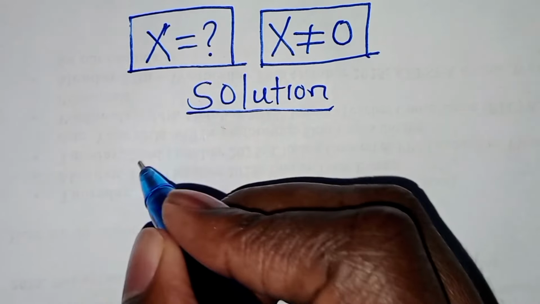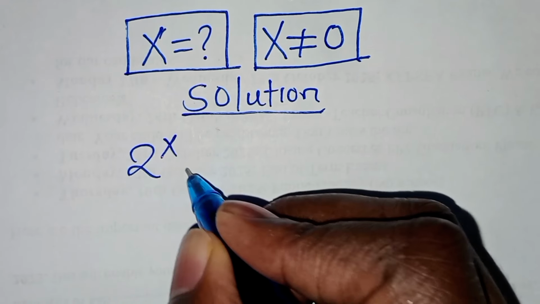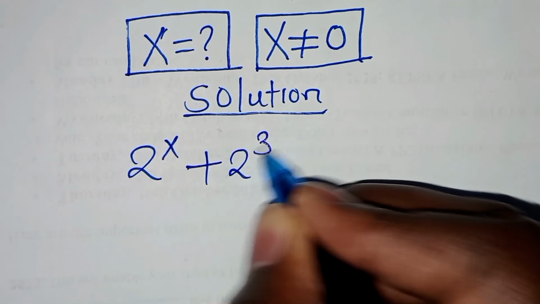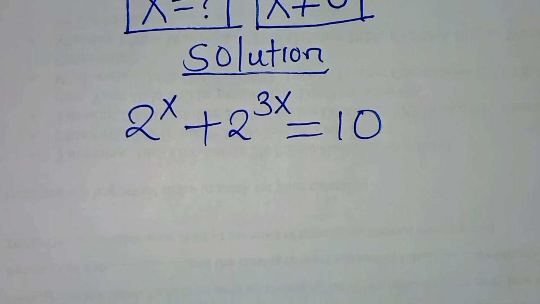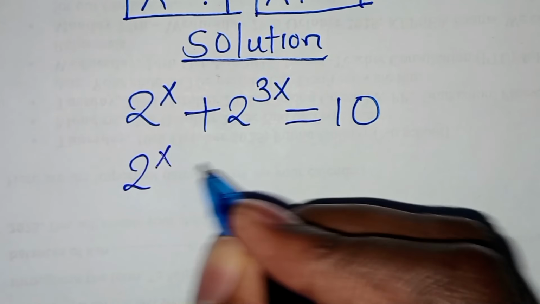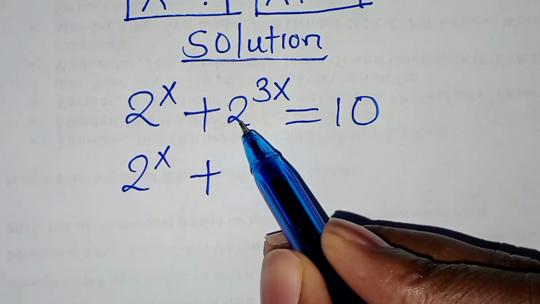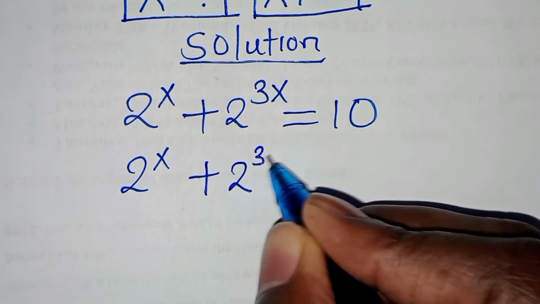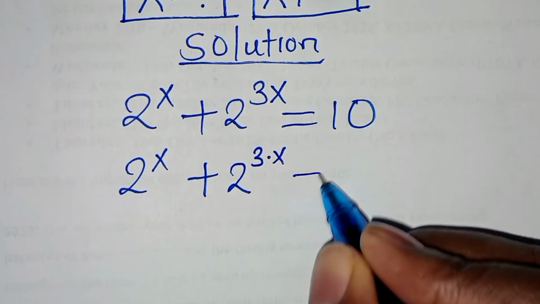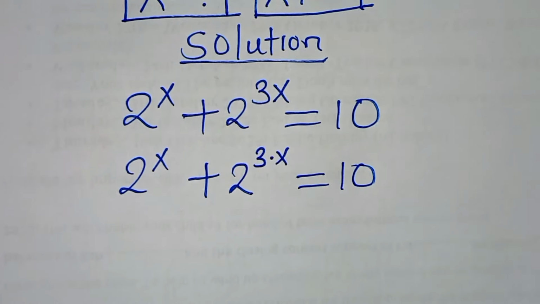So, we have 2 to the power of x plus 2 to the power of 3x. This is equal to 10. So we have 2 to the power of x plus, we can express 2 to the power of 3x as 2 to the power of 3 times x. This is equal to 10.